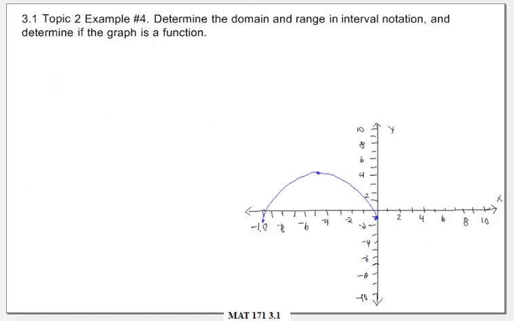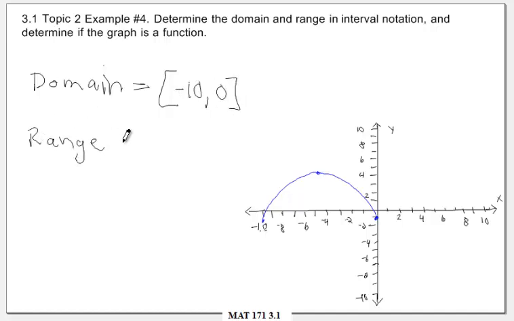For example number 4, again we're asked to determine the domain and range in interval notation and determine if the graph is a function. In this case, our domain, again from left to right, our x values, is negative 10 to 0. And our range, our y values, from bottom to top, is from negative 1 up to 4. Now, is this a function? Yes, because I cannot draw a vertical line that goes through more than one point. Therefore, yes, it is a function.